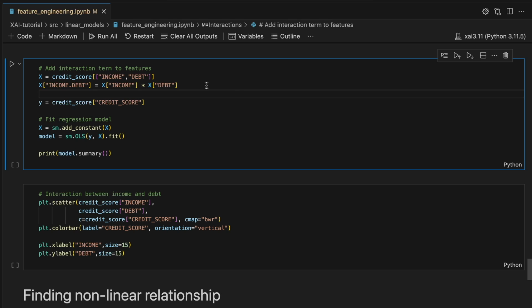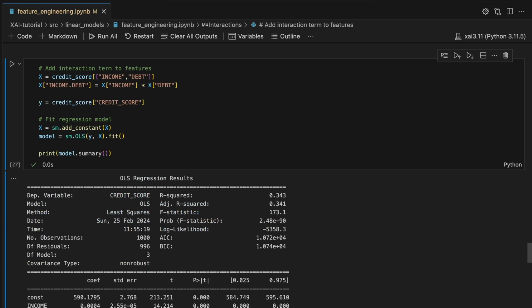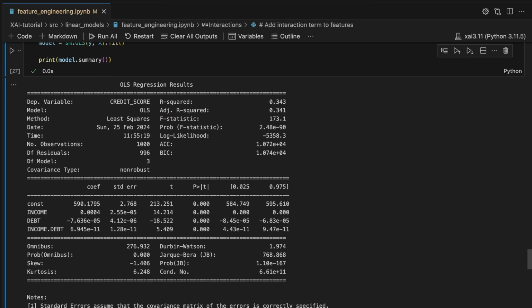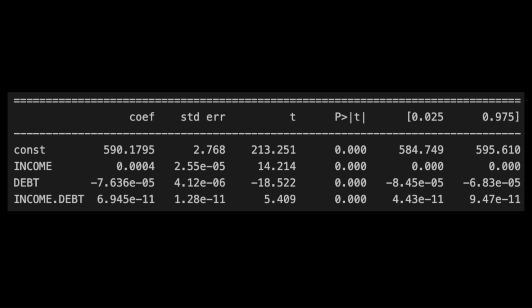In statistics, it's common to investigate these by adding an interaction term. This is done by multiplying the two features together. We include the two original features along with this interaction term into our regression model. The effects of the individual features are known as the main effects, and the effect of the multiplicative term is known as the interaction effect. Looking at the regression summary, we can see that all the coefficients are significant. This suggests that there is a significant interaction between income and debt.